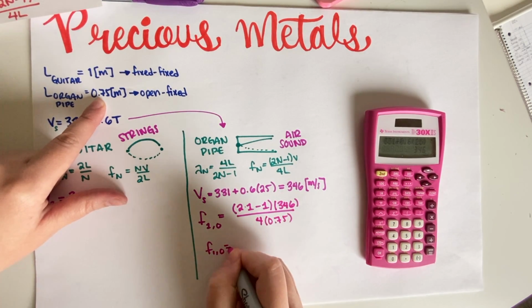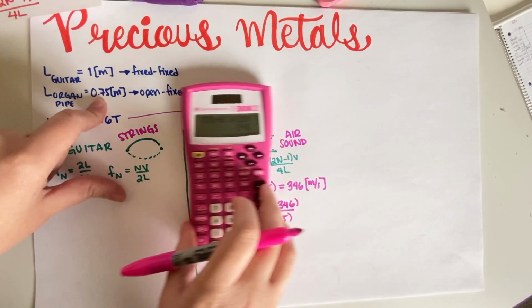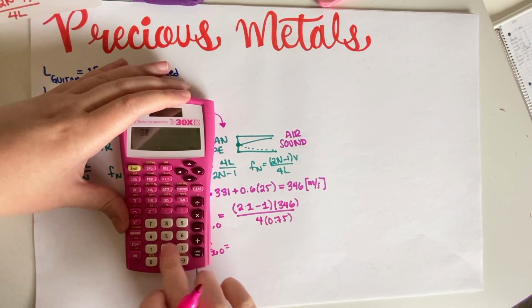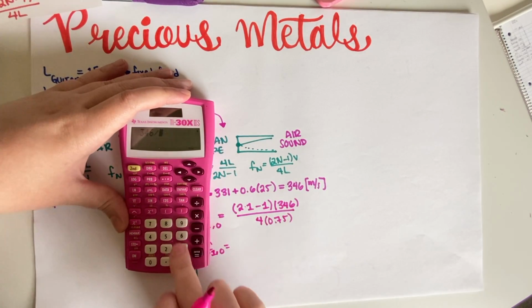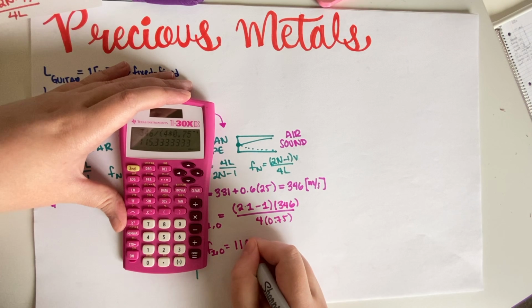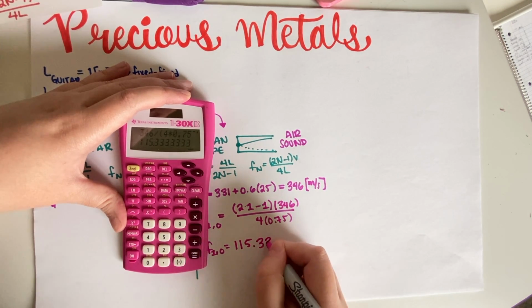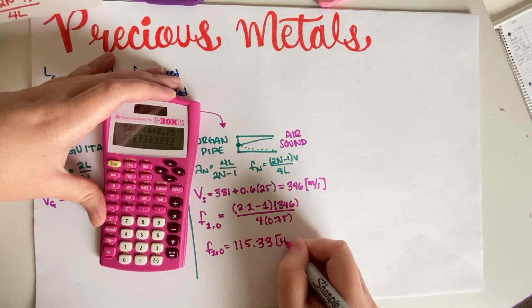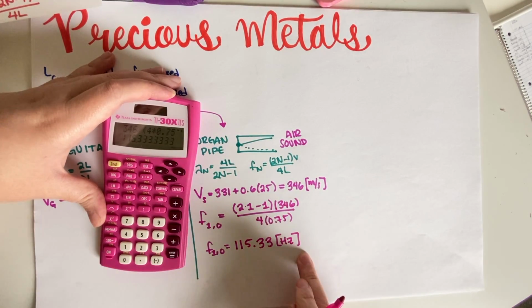So F1 for the organ is equal to 346 divided by 4 times 0.75, which is 115.33 hertz.